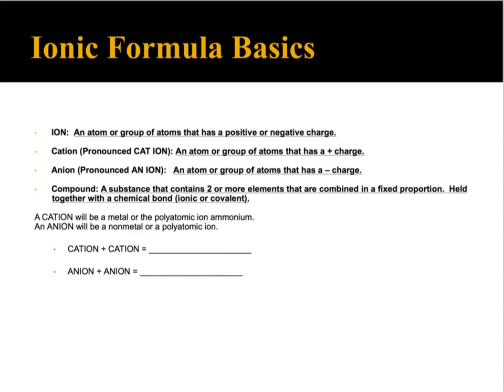when we talk about writing formulas. First term that we need to review is what an ion is. An ion is an atom or a group of atoms that are bonded together that have a positive or negative charge. And they have a positive or a negative charge because electrons have been gained or lost.